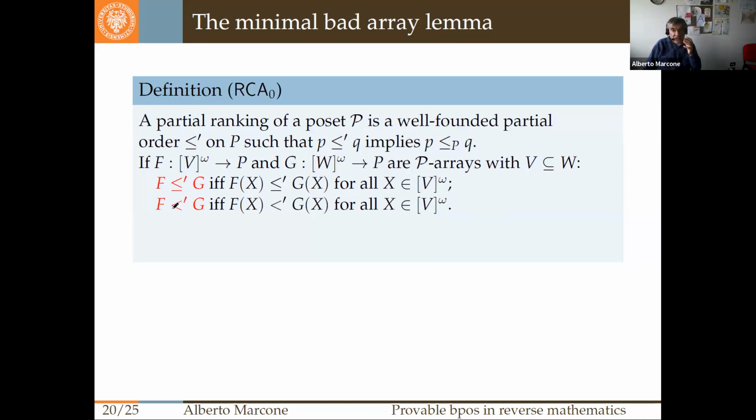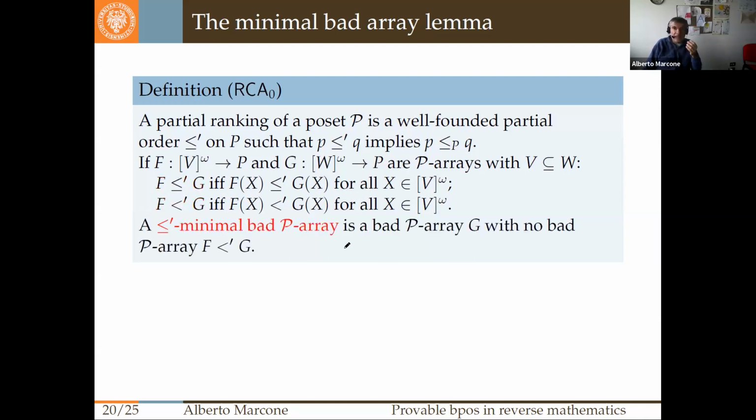And we say that f is strictly below g if f of x is less than or equal prime to g of x. Now, f and g are just P-arrays, but if g is bad, we say that this is minimal bad with respect to this specific partial ranking if there is no bad P-array strictly below it, according to this partial ranking. So you cannot go farther down according to this partial ranking. And the minimal bad array lemma is essentially saying that if you have a bad array, then you can get a minimal bad one. And we want to look at two of these.